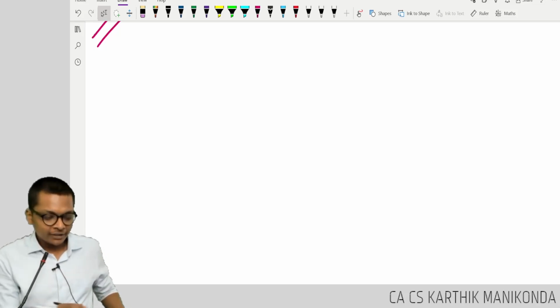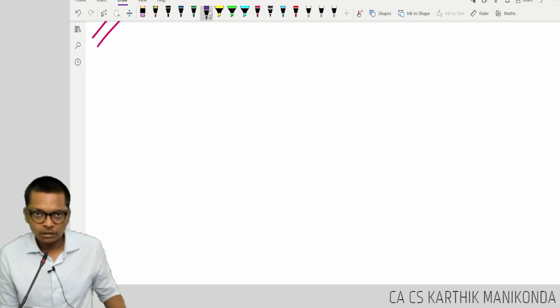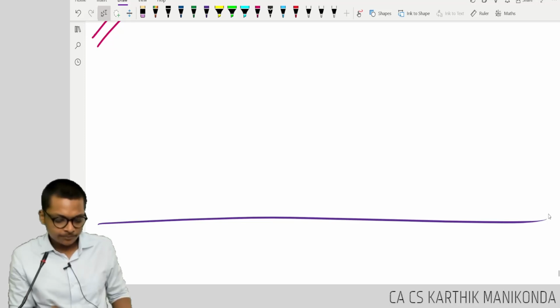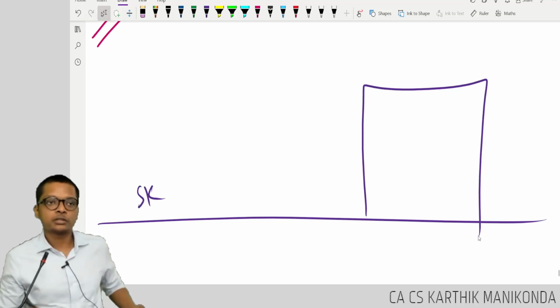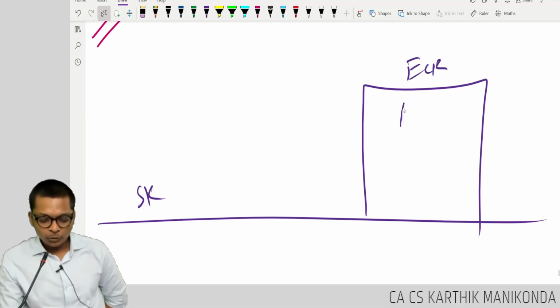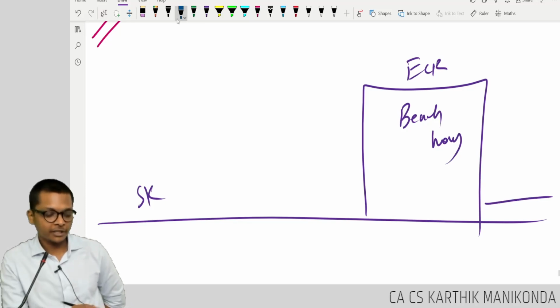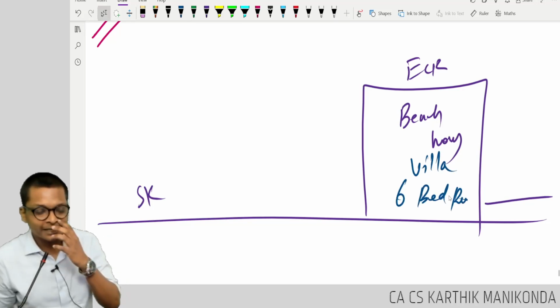We are moving to a new accounting standard. Let me give you an introduction to the standard and then we will proceed. Let's say, for example, we'll take Selva Kumar. Selva Kumar wanted to build a house in ECR Chennai, a beach house which is facing towards the sea. An independent villa with 6 bedrooms is what Selva Kumar is planning to build.